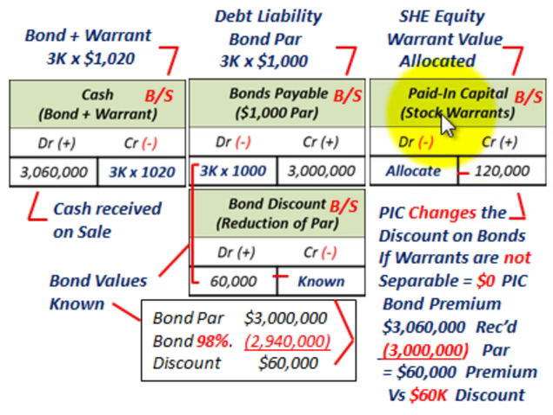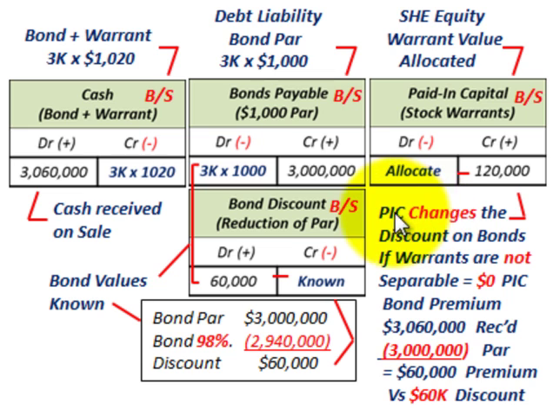So you can see this shareholders' equity component, the total warrant value, goes to a paid-in capital for the stock warrants, and we'll look at that, but let's look at our credits. Credit of $120,000 here, and our bonds payable had a credit of $3 million. So that balances with the cash we received, a debit of $3,060,000, plus our debit to bond discount of $60,000.